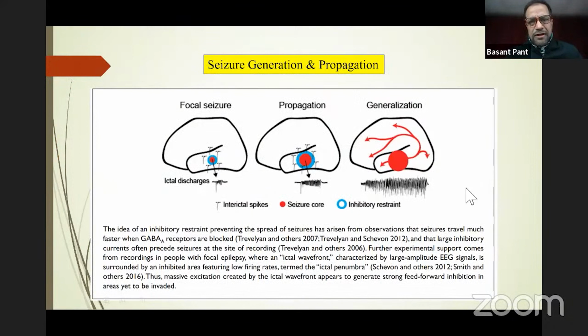Once you have a generated impulse in your brain, there is also an inhibitory response which tries to stop the propagation of that epileptic focus into the surrounding structures, which is also called the ictal penumbra. Just like penumbra in stroke, there is also a penumbra in epilepsy. But if the epileptic focus is strong enough, then it spreads, propagates and becomes generalized. So this is the basic mechanism of how epilepsy happens, all the time.